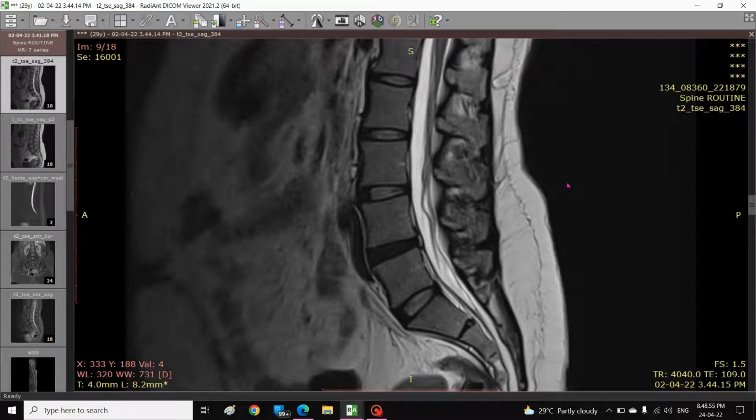How do you know it's a mid-sagittal slice? Because the spinal cord is very well seen, and the cauda equina is very well seen. That's an indication that you are on the mid-sagittal slice.